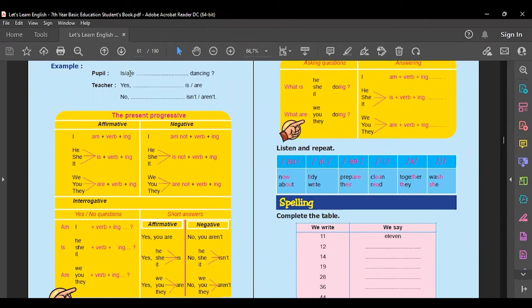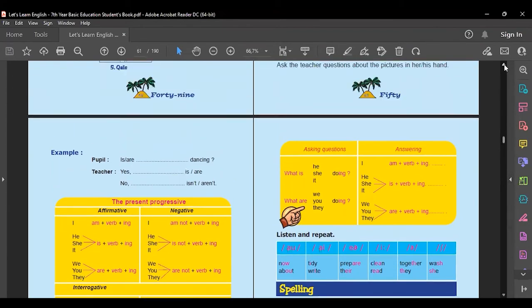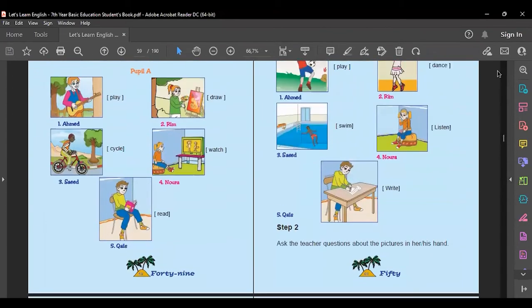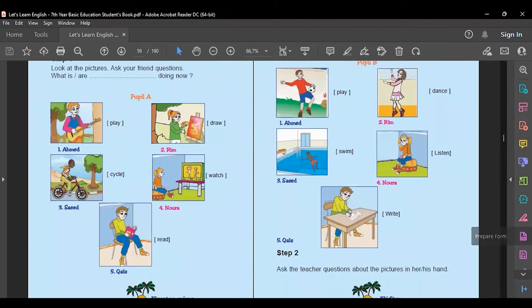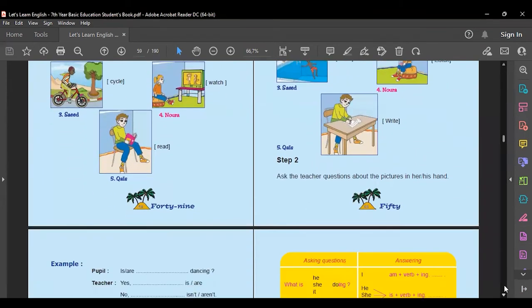Now, pupil, okay. Is or are dancing? Yes, he is. Or are, no. Okay. Now we have the question form. The question form. So, for example, we have is or are. For example, who is dancing? Let's see. I think it's Reem. Yes. So, Reem here is dancing. Yes or no? So, we are going to ask a question.